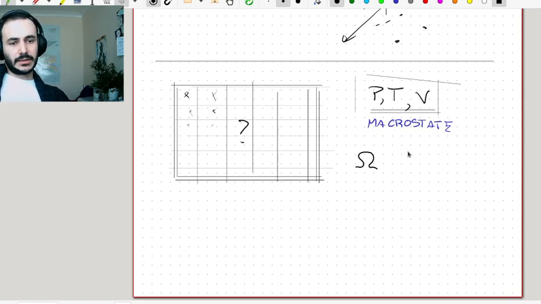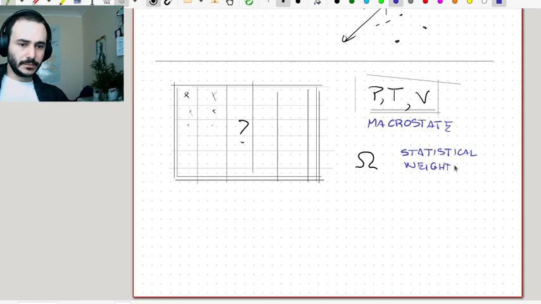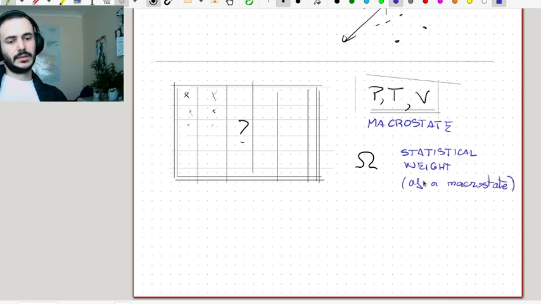and this is going to be called the statistical weight of a macrostate. So it's the number of compatible microstates. So what is plausible that the system is doing microscopically, given that I only have this incomplete information.